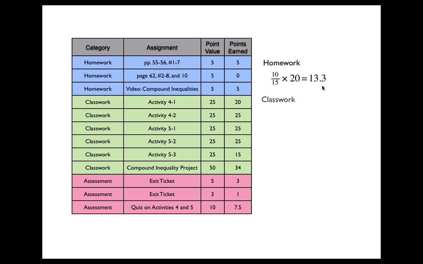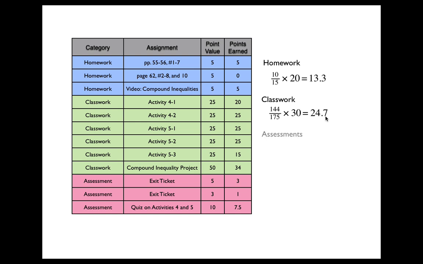Next, I'm going to do the same thing for my classwork. I'm going to make a fraction of points earned to the total points possible. Now, if you add all of these points earned up, you're going to get 144 points out of a possible 175 classwork points. Now, we're not going to multiply this fraction by 20 because classwork is worth 30%. So it's kind of like out of 30 points. So 144 over 175 times 30 is going to give us 24.7. So out of the possible 30 points, the student only earned 24.7.